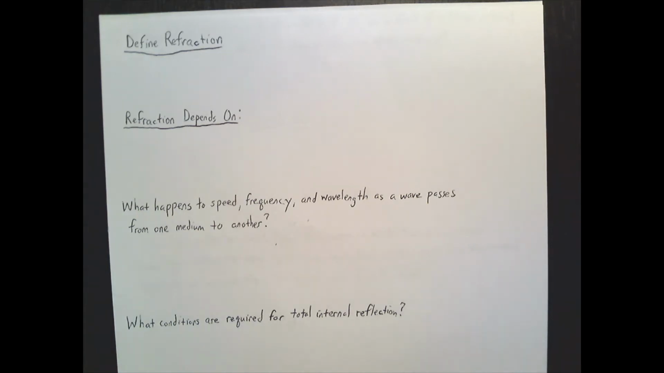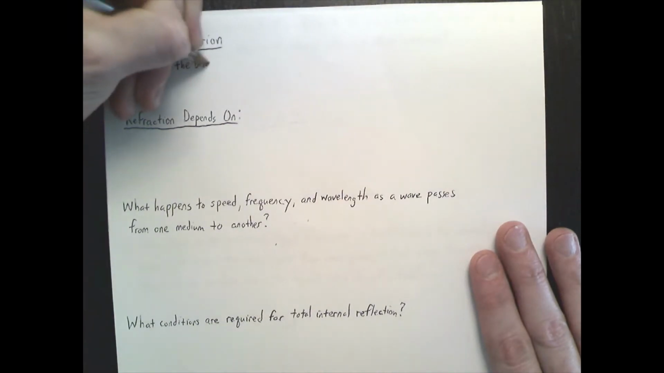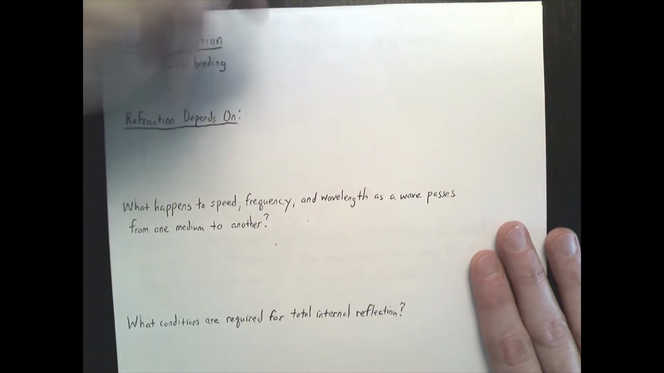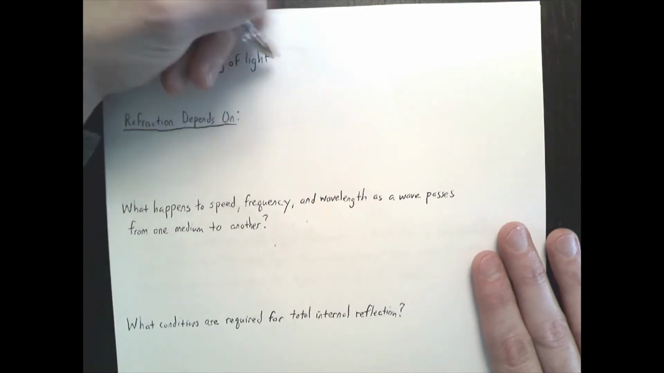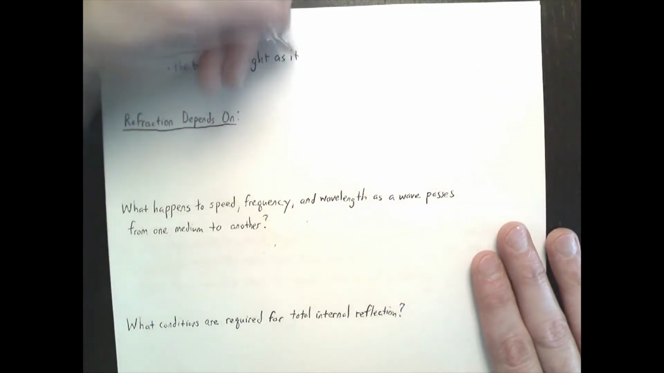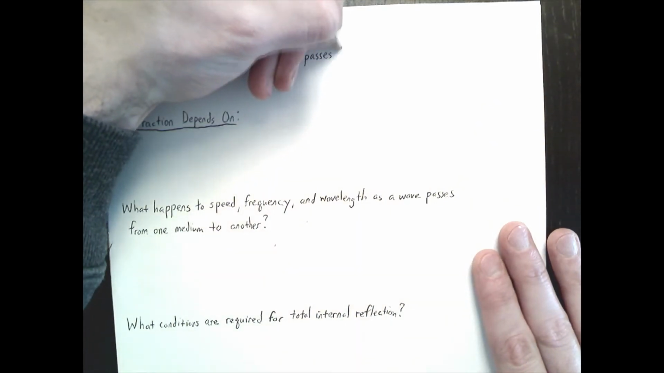Today we're looking at problems dealing with refraction and Snell's law. So our first problem is simply to define refraction, and that is the bending or the changing of light's path as light passes between two different materials.